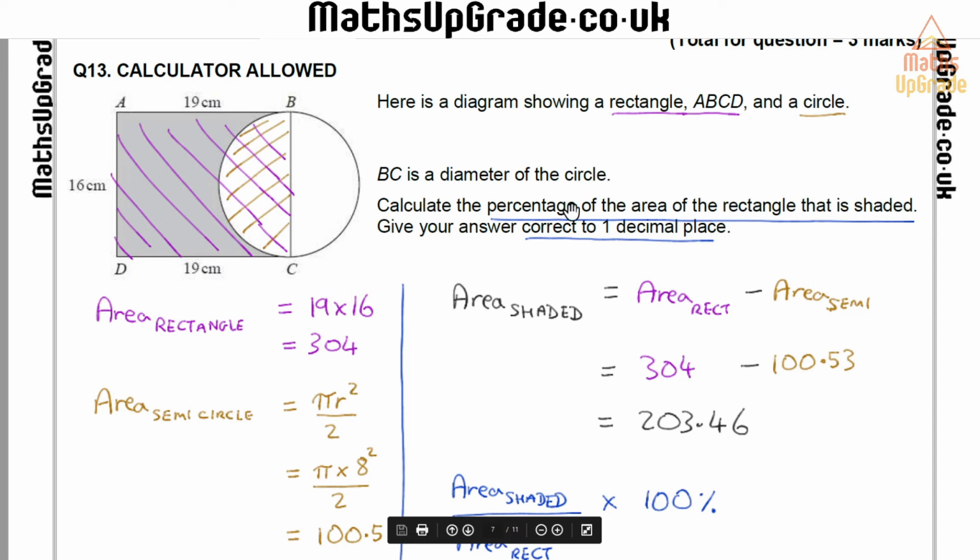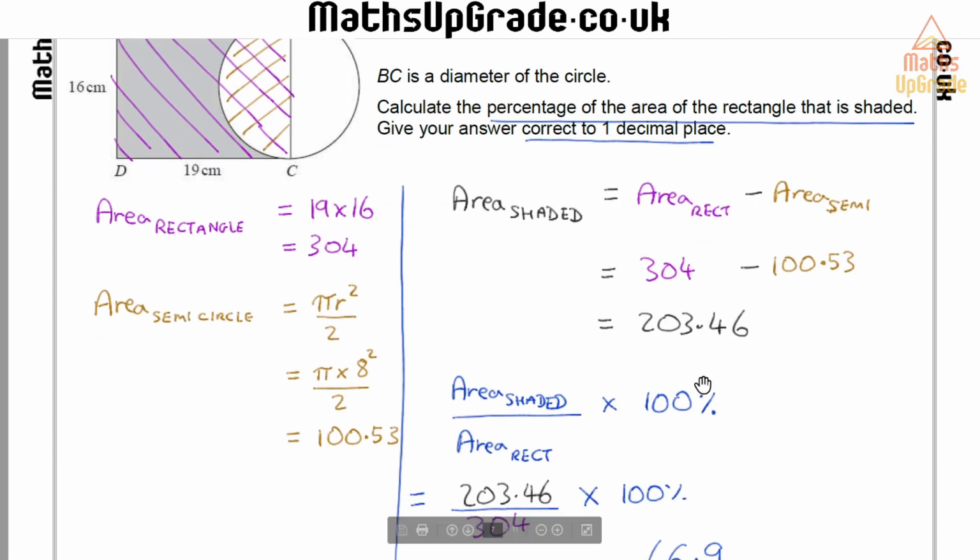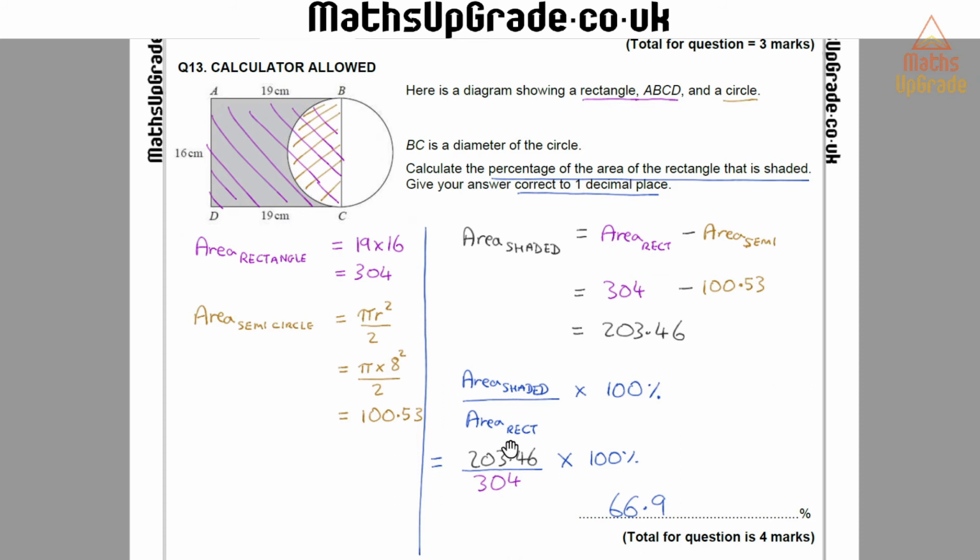Now read this statement here, the percentage of the area of the rectangle which is shaded. Let's find the fraction of the area of the rectangle that's shaded. So this is the area that's shaded. We need to write that as a fraction over the area of the rectangle. The area of the rectangle is 304 as I found earlier. So that's it as a fraction. To turn it into a percentage, I just need to find this as a decimal and then times it by 100%, and that is 66.9% to one decimal place for 4 marks.